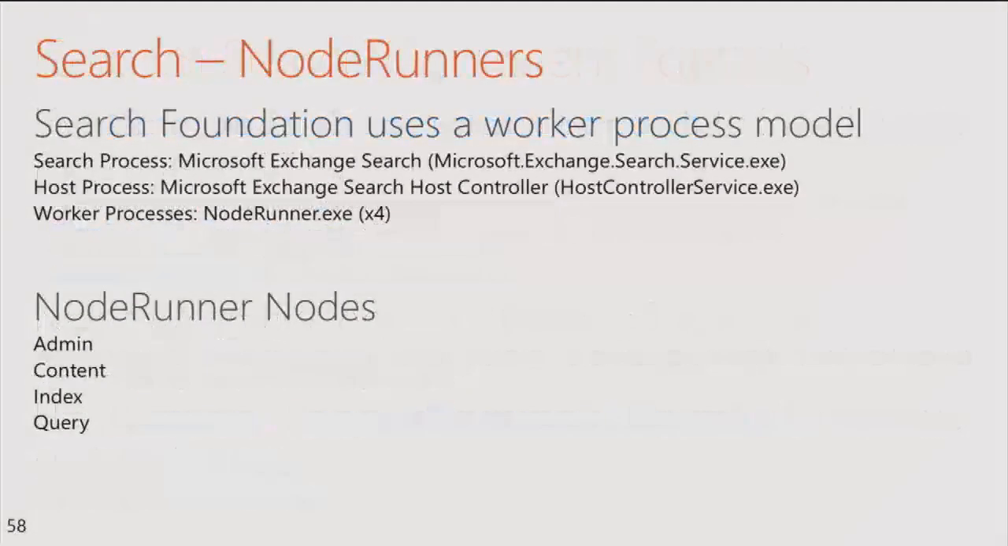A couple other things about Search. Search Foundation, like some of the other processes that we have in Exchange, uses a worker process model. And what that means is that there's the parent process, that Host Controller service, and then there are some worker processes, in this case, noderunner.exe. And there are 4 worker processes, each corresponding to a node or a type of activity that Search Foundation does. And in fact, all of them are called noderunner.exe.